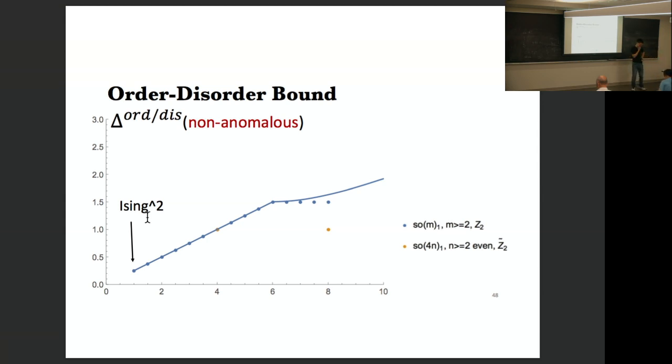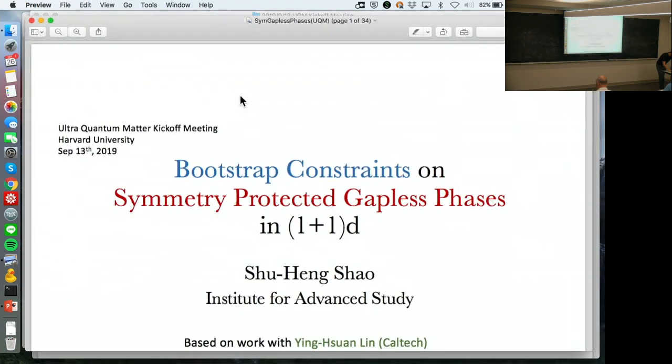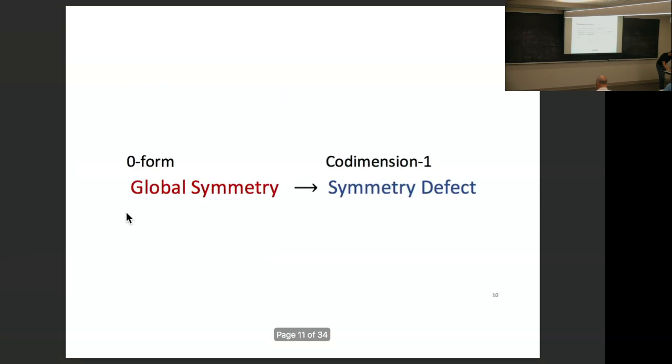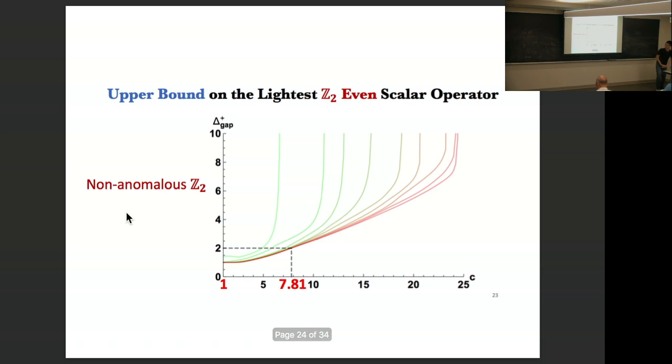And then you can also try to bound the uncharged operator. And what's the significance of that? You can try to bound the Z2 even operators. Sorry, all these results are scattered across different talks. Although you have 30 seconds, I can just show them. So you can also try to bound the Z2 even operators, not the Z2 charged. In this case, you get a bound for both the anomalous and the non-anomalous case. So here, the Z2 is non-anomalous. You get an upper bound on the lightest Z2 even scalar operator.